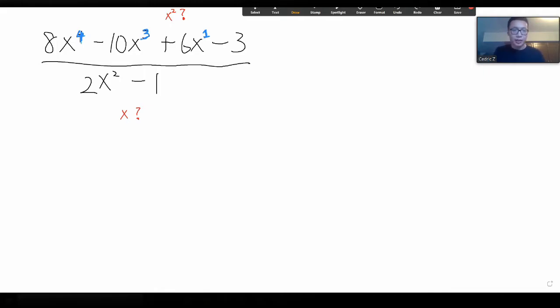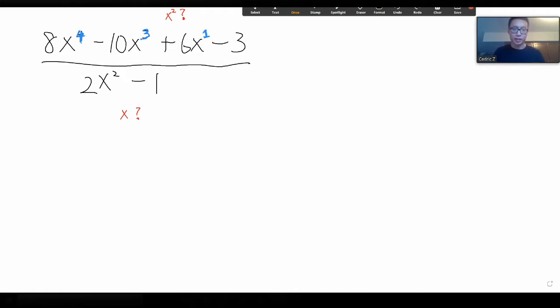So take a look at my dividend, this number on the top. I have x to the power of 4, x to the power of 3, x to the power of 1, and x to the power of 0, which is the constant, and I'm missing an x to the power of 2. And if you look at my bottom, which is the divisor, I have a second degree function, 2x to the power of 2. If this were a full polynomial, I should have an x to the power of 1 term, but I'm missing that. So when you're dealing with skipped degrees, what do you do exactly?